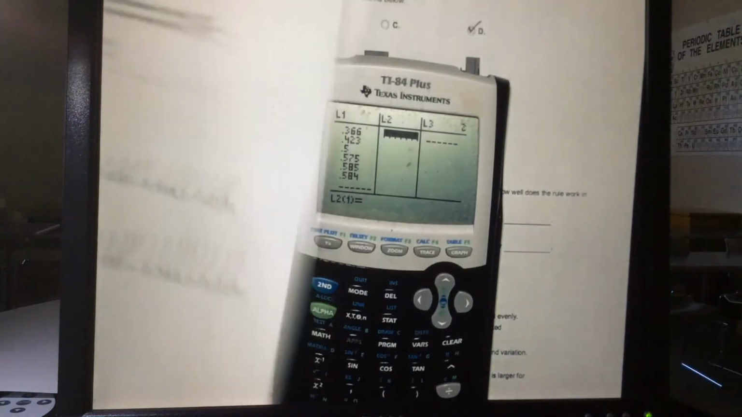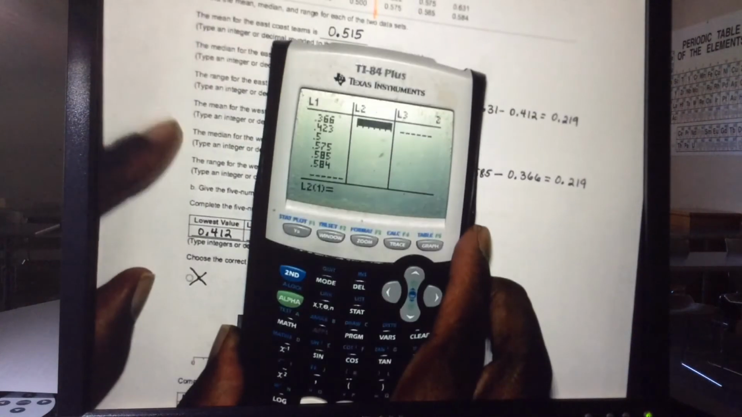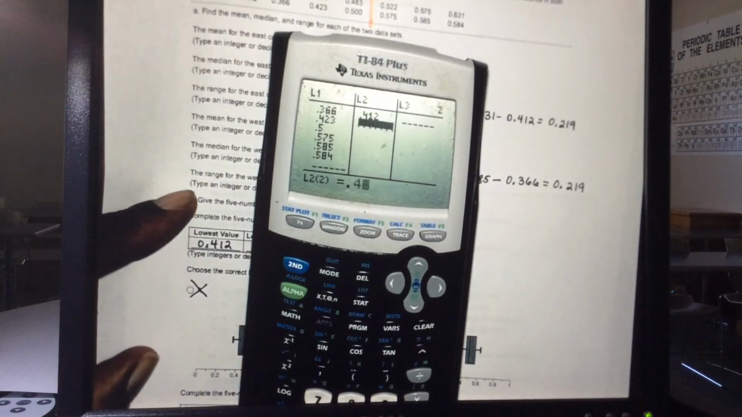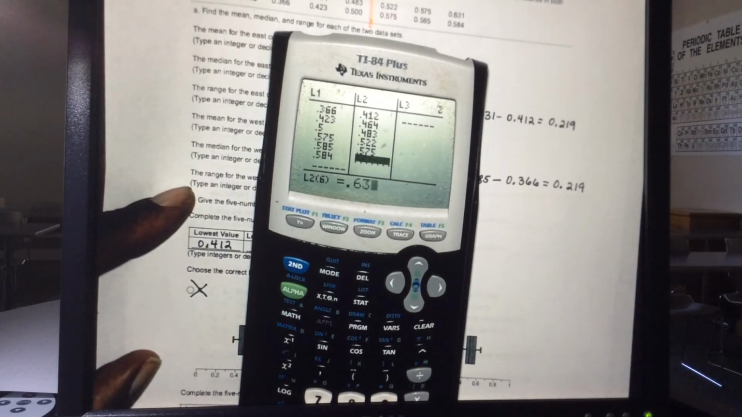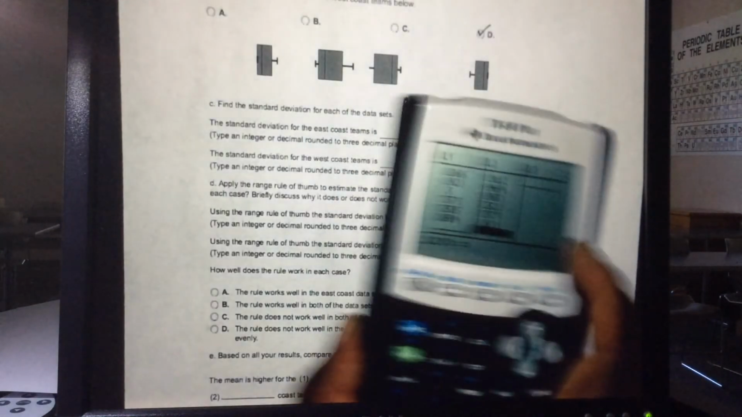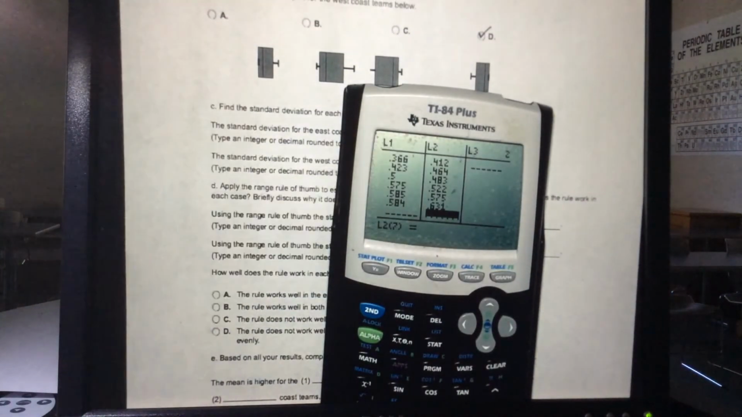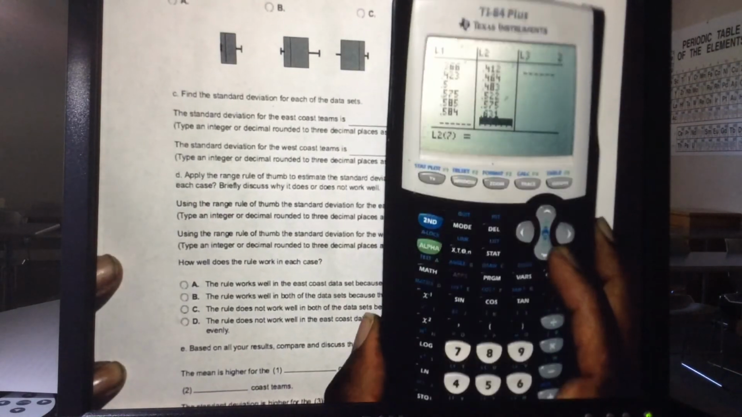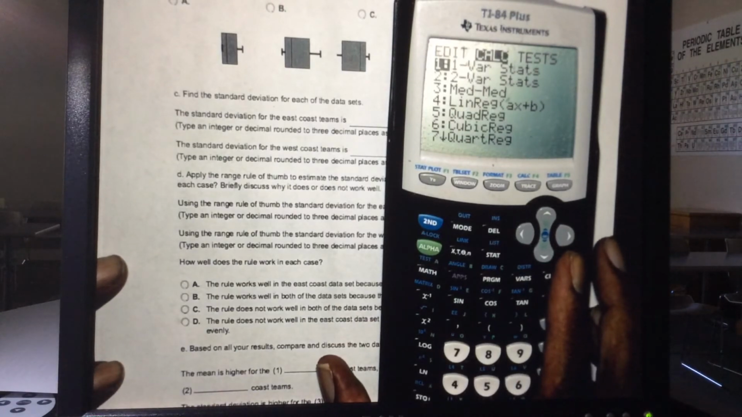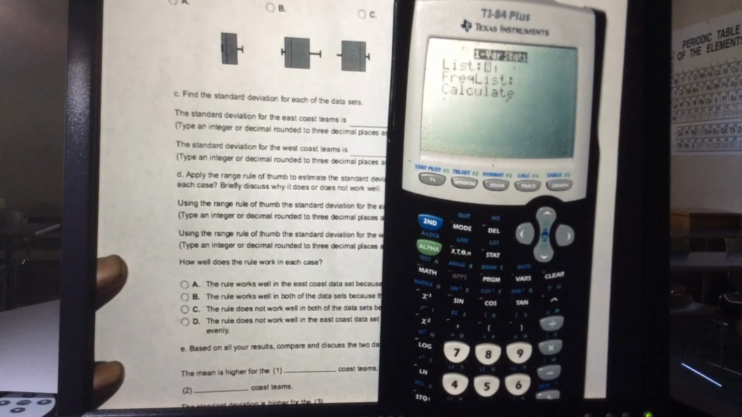So, let me go back to that data set and re-enter those. 0.412, and then 0.464, and then 0.483, 0.522, 0.575, 0.631. That's going to be the East Coast teams. Okay? The one in L1 will be the West Coast teams. So if I want to find the standard deviation, I'm going to press the Stat key. Highlight the Calculate menu. Select number 1 for one variable statistics.